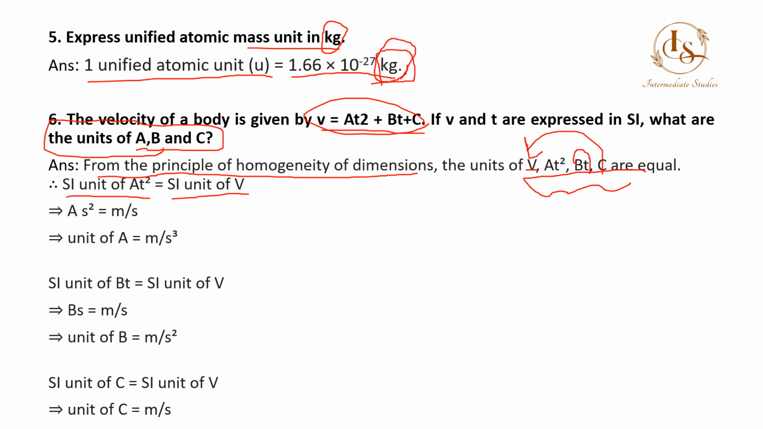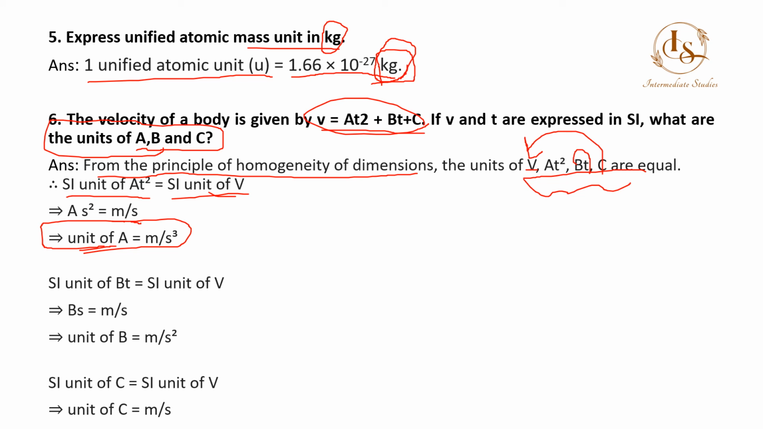So by taking the SI unit of AT square is equal to the SI unit of V. What is the unit for T? What is the unit for time? It's seconds, right? So A into S square is equal to, what is the unit of velocity? Velocity is nothing but distance by time. For distance, the unit is meters, and for time, the unit is seconds. So the unit of A is equal to meter per S cube, which means second cube. So this is your first answer. The unit of A is equal to meter per S cube.